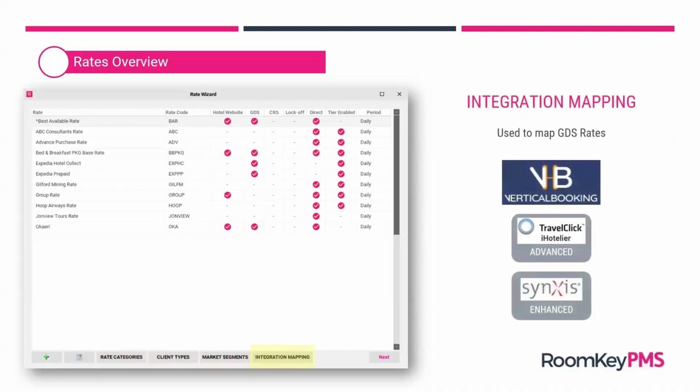The last shortcut or button feature that we have in the Rate Wizard is the integration mapping button. Now, not all users will have access to this integration mapping button. This is only used if you interface with one of our connectivity partners here: Vertical Booking, TravelClick iHotelier Advanced, or Synexus Enhanced. So if you have one of these connectivity partners, we have this integration mapping tool that allows you to map your rates directly in Roomkey.